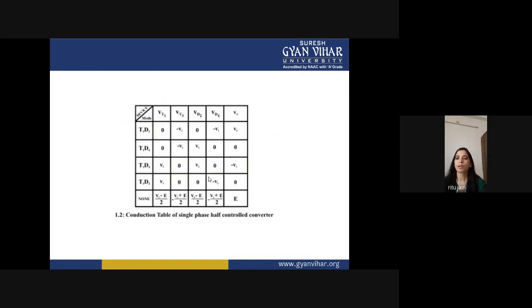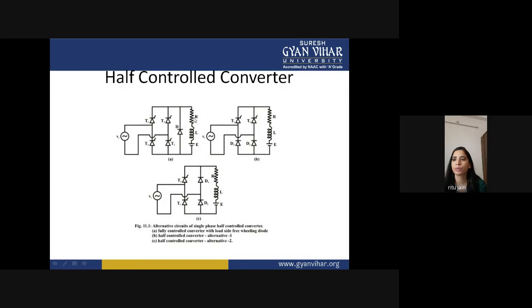You can see from this table that a single phase half controlled converter has two diodes and two SCRs. First we take T1 and D2 conducting. When T1 and D2 are conducting, the current flows from T1 through the load and then through D2. The voltage across the SCR and diode will be zero, and you get the output voltage and output current.